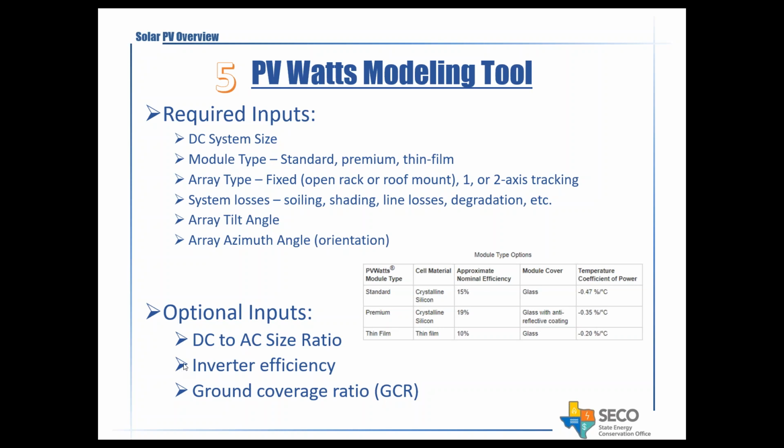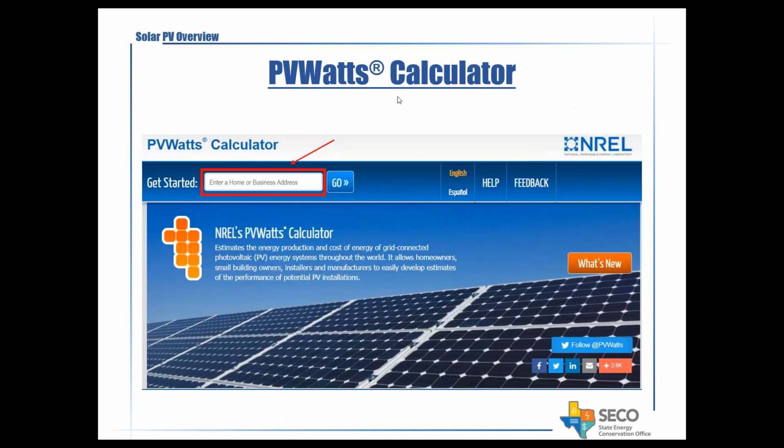Some of these optional inputs include the DC to AC size ratio, the inverter efficiency, and ground coverage ratio. The higher the ground coverage ratio is, the narrower the spacing between the modules is. So that's what that is. If there are any questions about any of these definitions on the calculator, you can hover over any of those aspects and it'll provide you definitions and background information for your use.